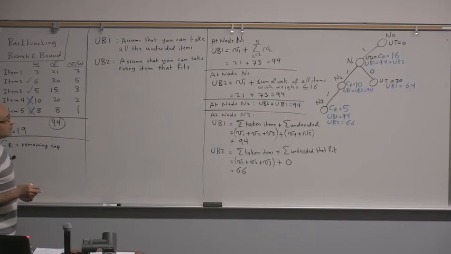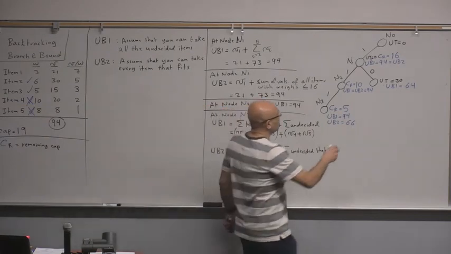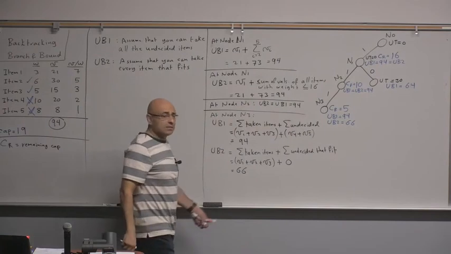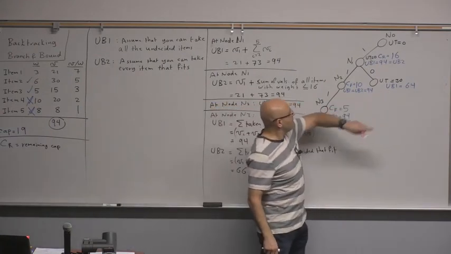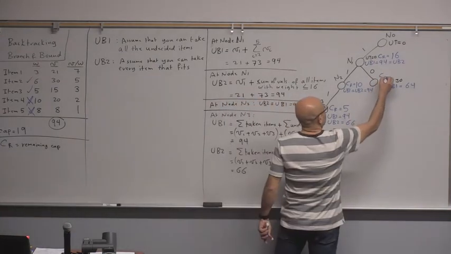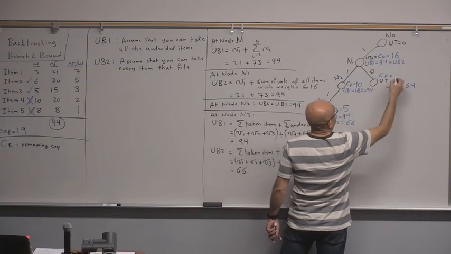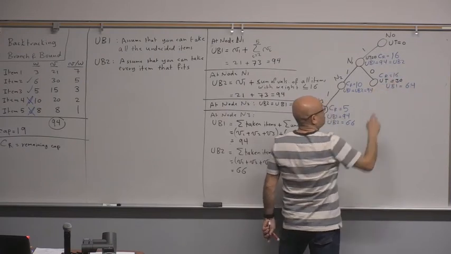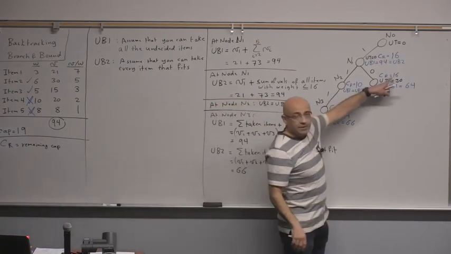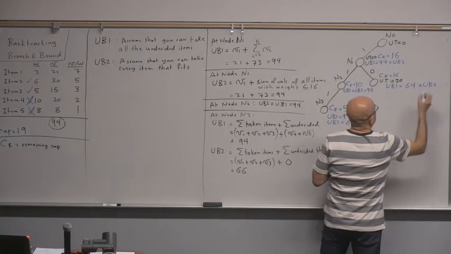Okay, so I think here, upper bound 1 equals 64. What will upper bound 2 be in this case? So what's the remaining capacity here? 16. Yes, it's 16. So definitely upper bound 2 is going to be equal to upper bound 1, because all the remaining items will fit in the remaining capacity. So this is upper bound 2.